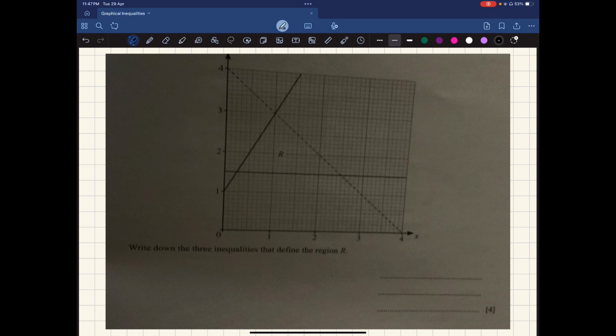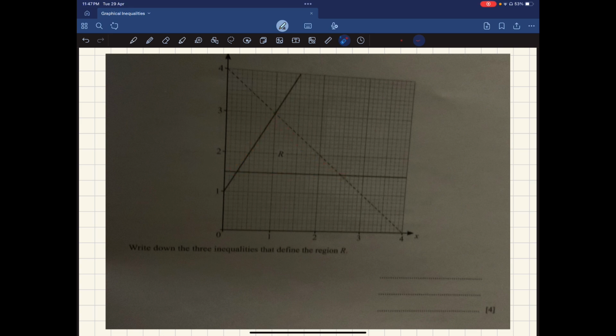Okay, this is also a past paper question. This is another way that they can test you on inequalities. So here they've given you the lines, they've shown you what the required region is. So this is the required region, and they've asked you to write down 3 inequalities that define the region. So 1, 2, and 3, these 3 inequalities.